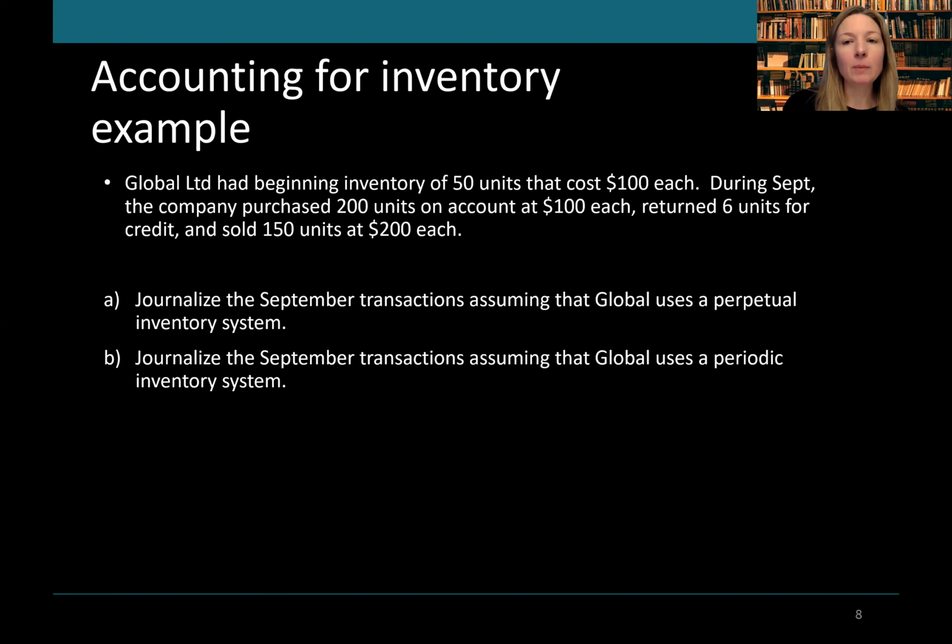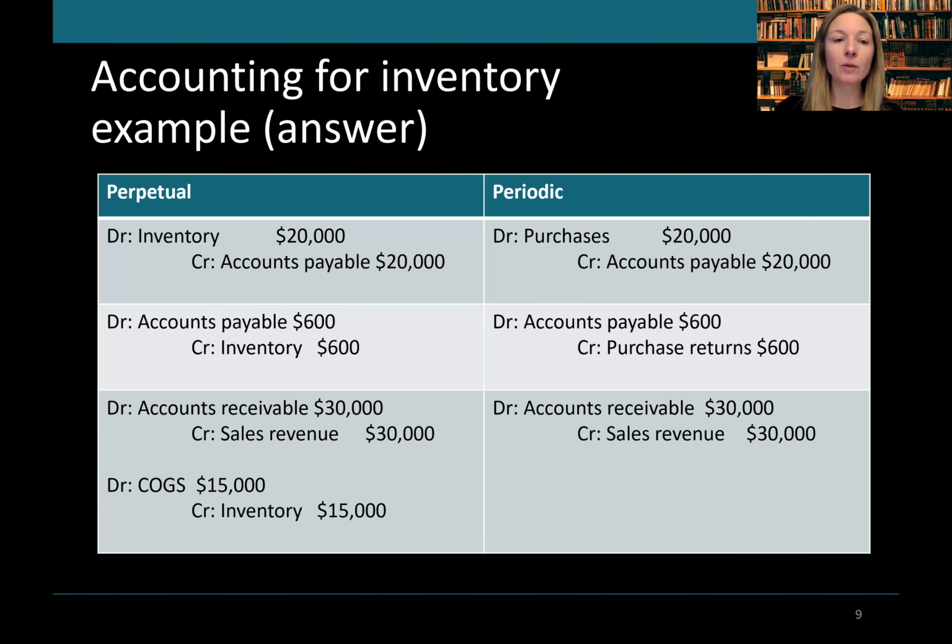And next, they sold 150 units at $200 each. So for the sale of the units, both of the debits are going to be to accounts receivable, and the credit is going to be sales revenue for both. So that's the same transaction. There's no impact to inventory for the actual sale, but there is an impact for the cost of goods sold. We are going to recognize the cost of goods sold immediately in the perpetual system.